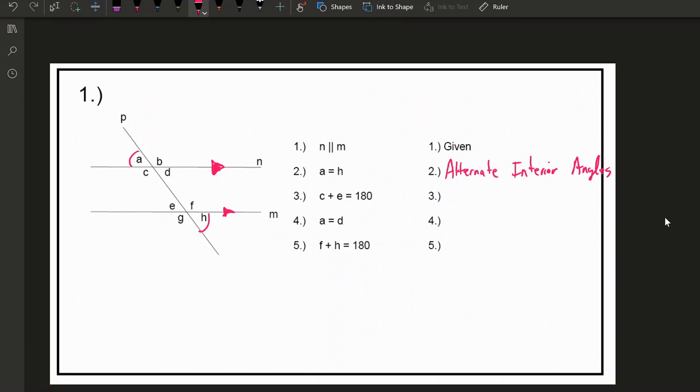Okay, C plus E is equal to 180. So I've got C and E. I put 2 there because they're not necessarily equal to each other. C plus E is equal to 180 because the lines are parallel, and those are consecutive interior angles.